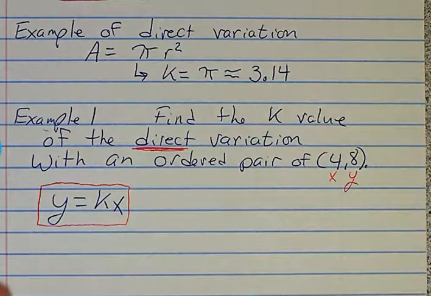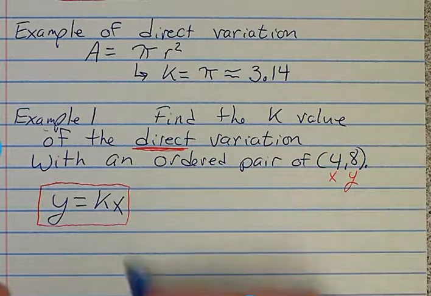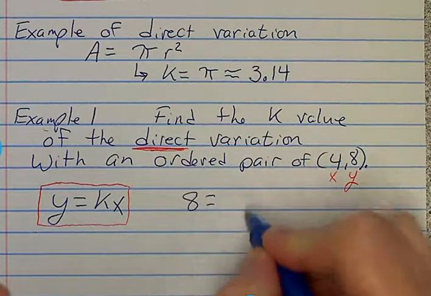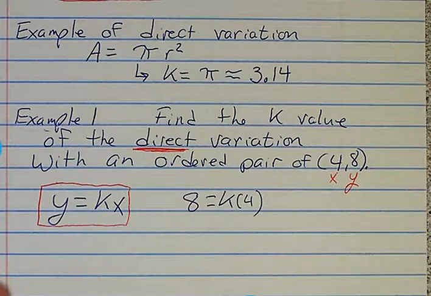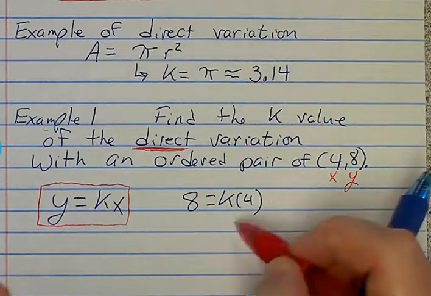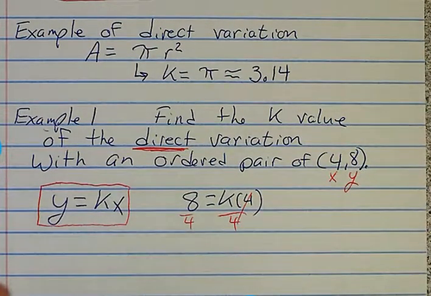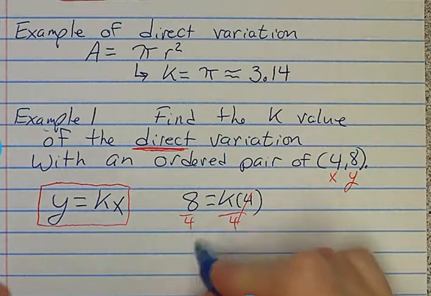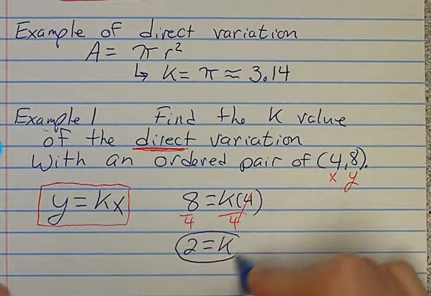So when they give you an ordered pair, you take those two numbers and plug them into this equation and just see what you get. You've got 8 would equal k times 4. So to get the k value by itself, you would divide both sides by 4. 8 divided by 4 is 2, so your k value is 2.